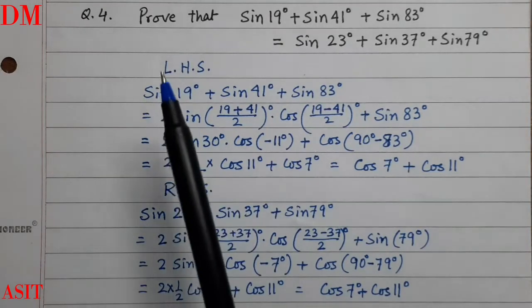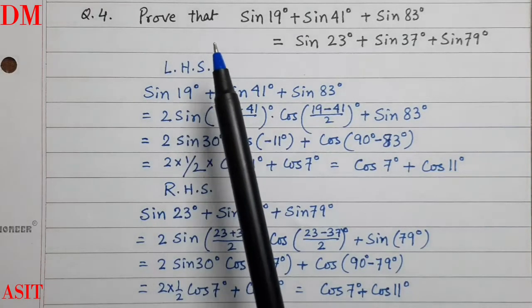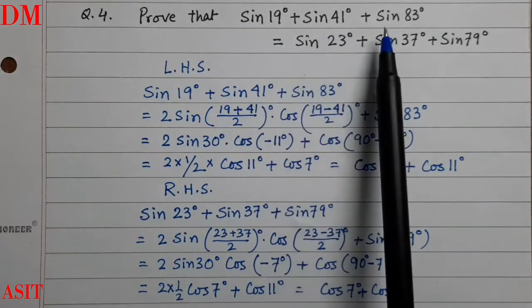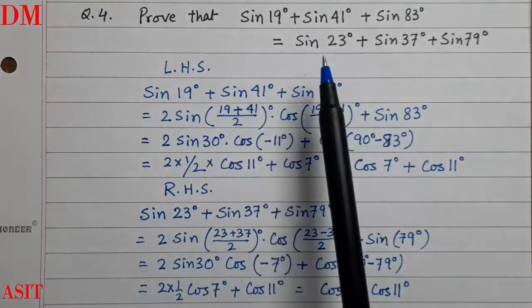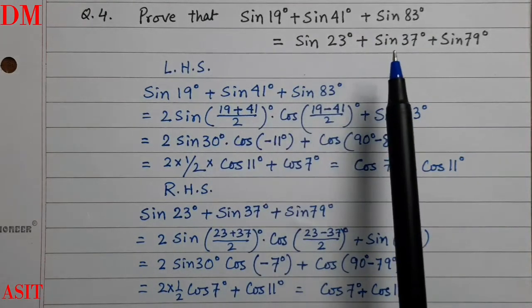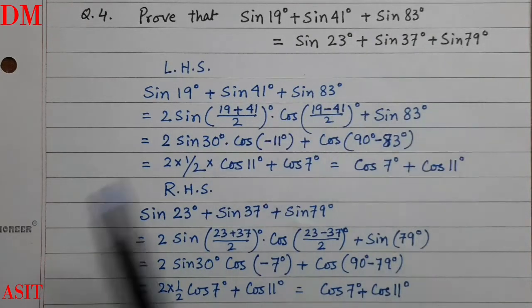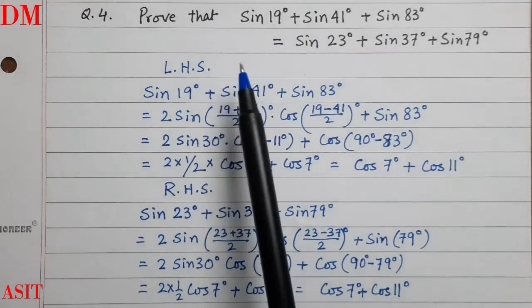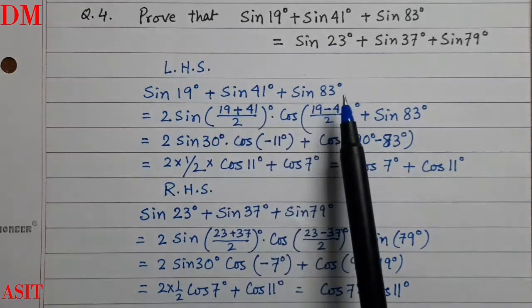Now let us see the next question. We need to prove that sine 19 degree plus sine 41 degree plus sine 83 degree equals sine 23 degree plus sine 37 degree plus sine 79 degree. So let's take the left hand side part. So this is the left hand side.